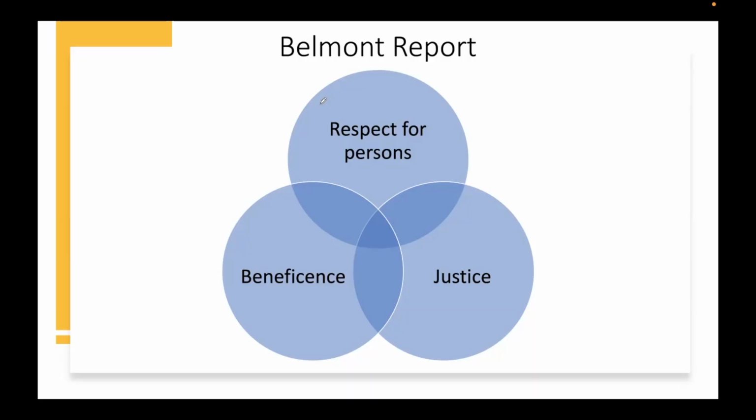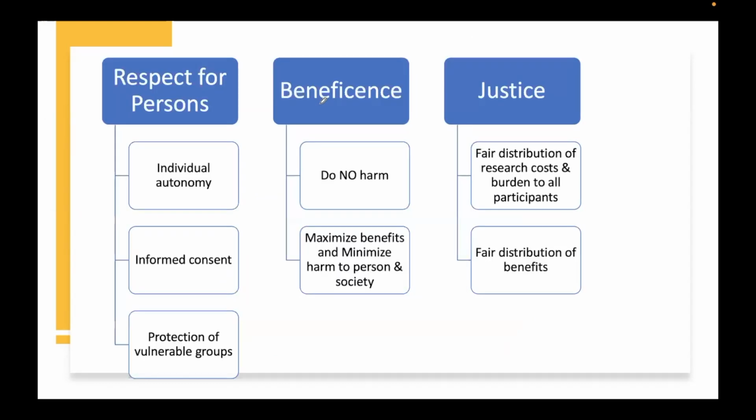So again, respect for persons, beneficence, and justice. Now, under respect for persons, this is where individual autonomy must exist. This is when the informed consent comes in. The informed consent helps safeguard our respect for persons. And this principle of respect for persons should protect vulnerable groups.